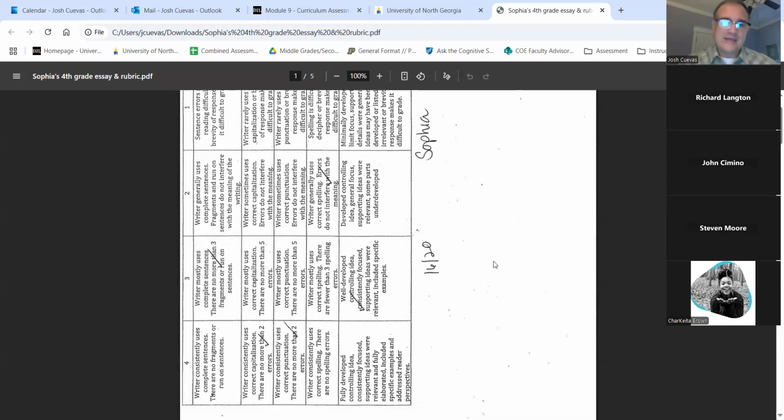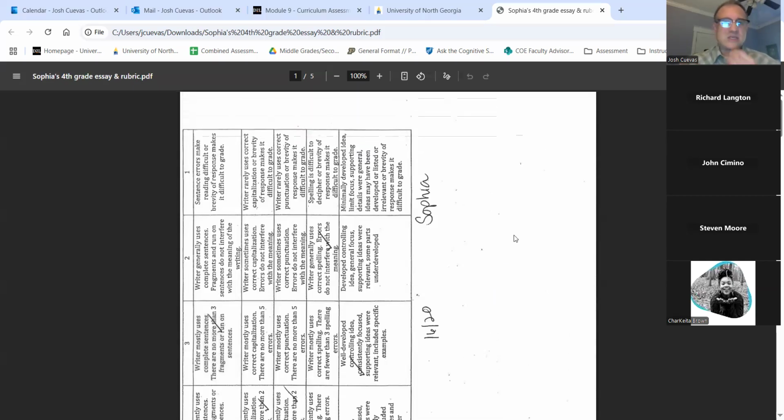This paper, for a fourth grader, should not be a high C/low B level, right? So what we need to do is think about how we can construct better rubrics. So I'm going to stop sharing this and I'm going to share another rubric instead.